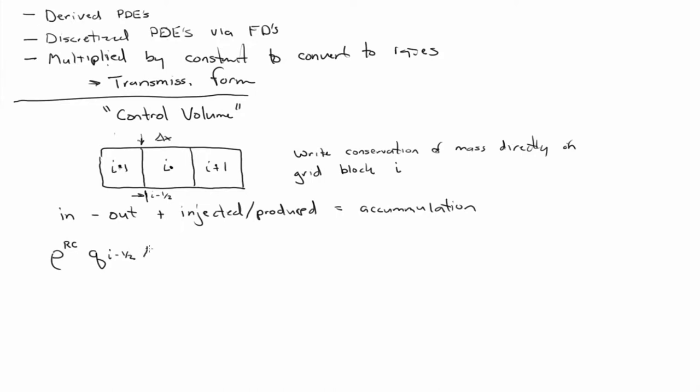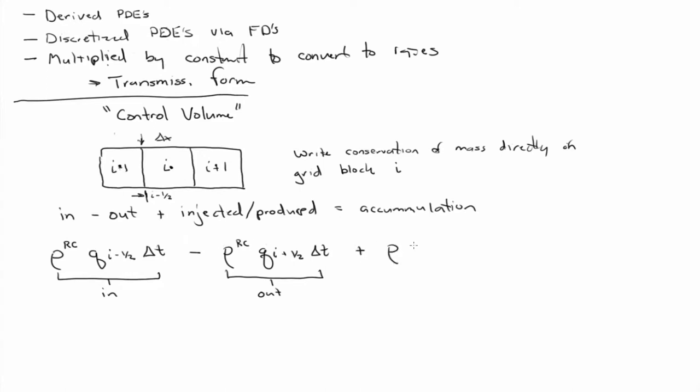All right, and then of course we have delta T. So this is the flow rate, cubic feet per day, times delta T per day. So you have cubic feet times density, that's mass. So this is the flow in. And the flow out will be Q at I plus a half times delta T. So this is out.